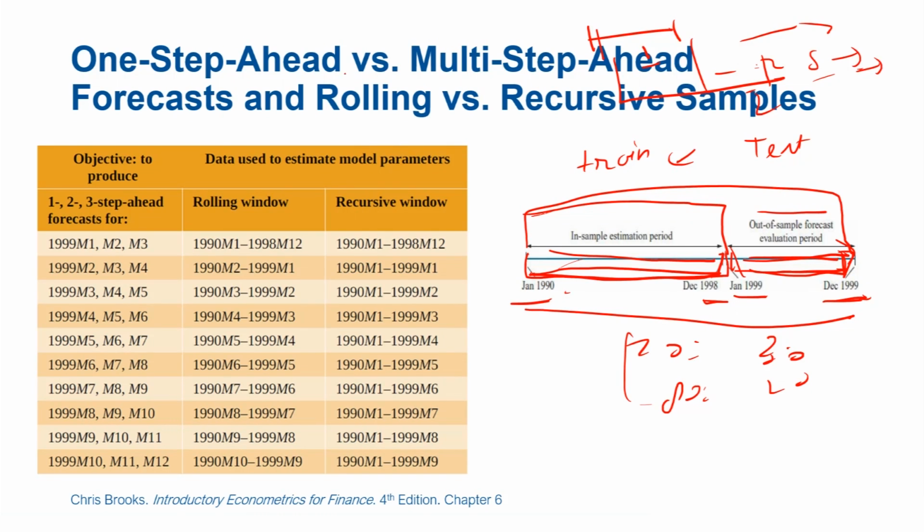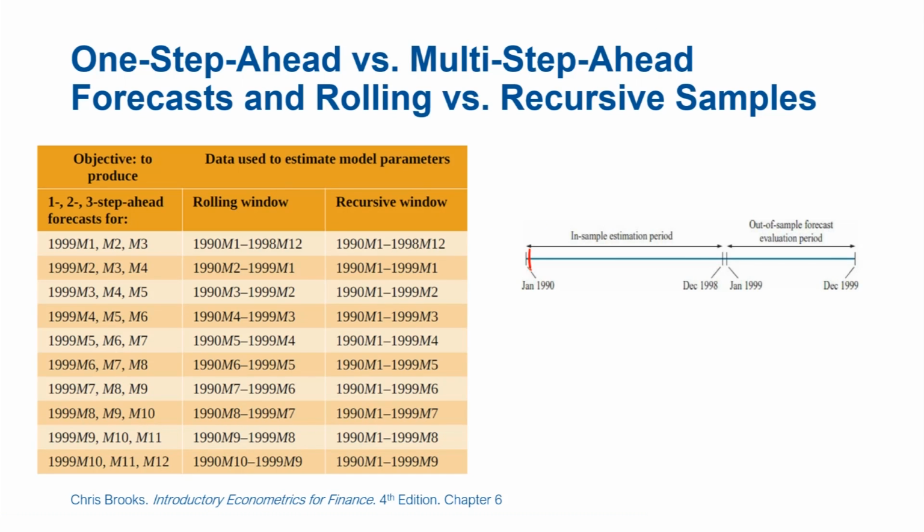Third is rolling versus recursive forecasting. Let's understand it. Let's say I'm planning for a 1, 2 or some other step-ahead forecast. A rolling window approach would start with a certain initial set, maybe January 1990 to December 1998, and then forecast maybe 1, 2, 3 steps in future.